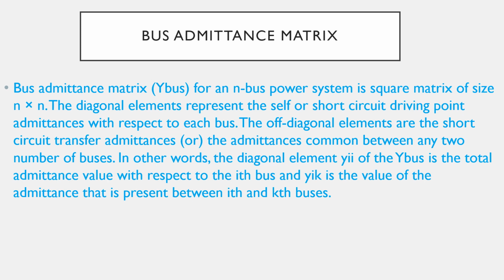The bus admittance matrix Y bus for any n bus power system is a square matrix of size n by n. The diagonal elements represent the self or short circuit driving point admittance with respect to each bus, and the off-diagonal elements are the short circuit transfer admittances or the admittance common between any two buses. In other words, the diagonal element Y_ii of Y bus is the total admittance with respect to the ith bus, and Y_ik is the value of the admittance present between the ith and kth bus.